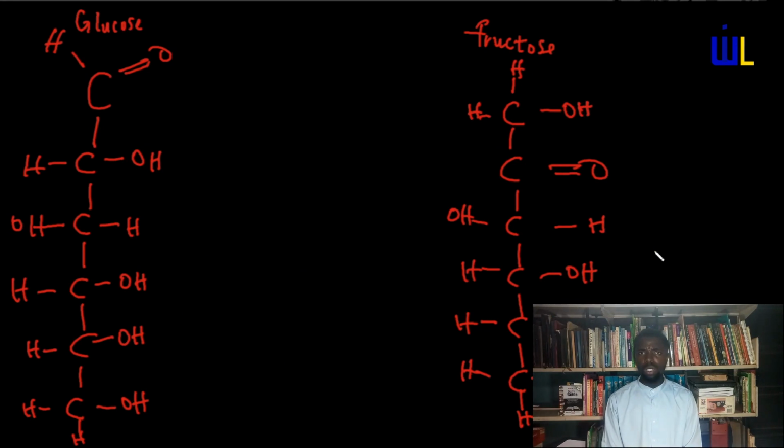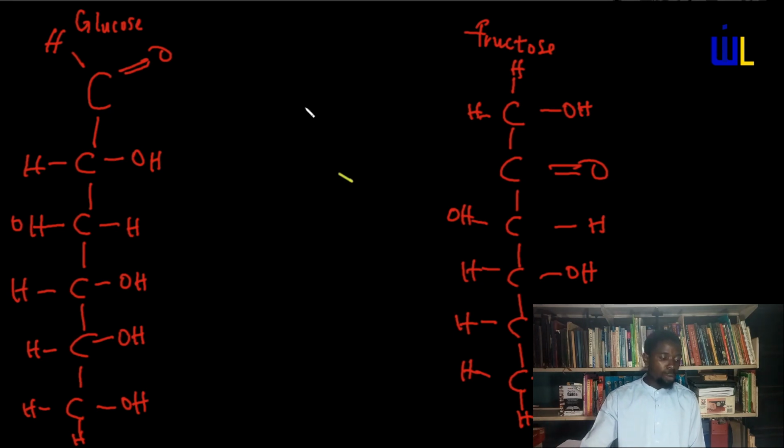First of all, I would like you to understand that glucose is an aldehyde. Why is it an aldehyde? It possesses a terminal carbonyl group. If you notice, the carbonyl group of glucose is terminal at the last carbon atom, and fructose is an alkanone because the carbonyl group is non-terminal.